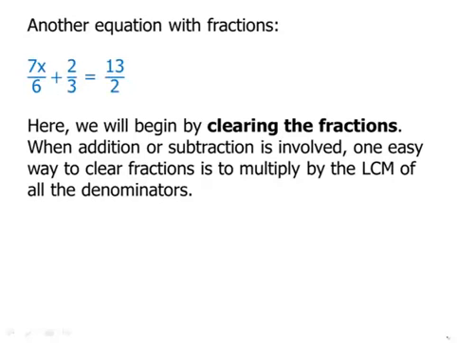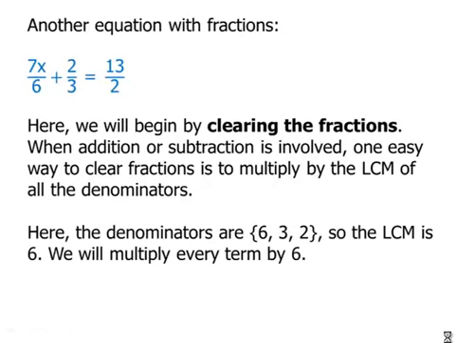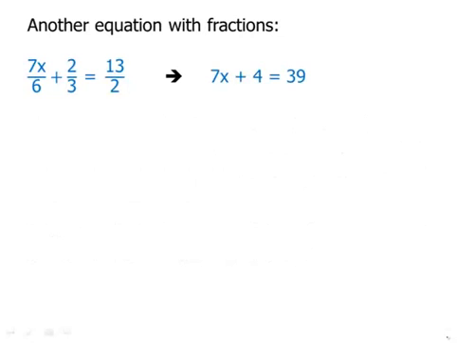When addition or subtraction is involved, one easy way to clear fractions is to multiply by the least common multiple of all the denominators. Here the denominators are 6, 3, and 2, so the least common multiple is 6. We multiply every term by 6. In the first term, the 6 cancels, so we're just left with 7x. In the second term, the 3 cancels with the 6, so we get a factor of 2 times the 2 in the numerator, which gives us 4. In the 13 halves, when we multiply by 6, the 2s cancel. 6 divided by 2 is 3, so it's just 13 times 3, which is 39. Once we have this linear equation, we subtract 4, divide by 7, and we get x equals 5.